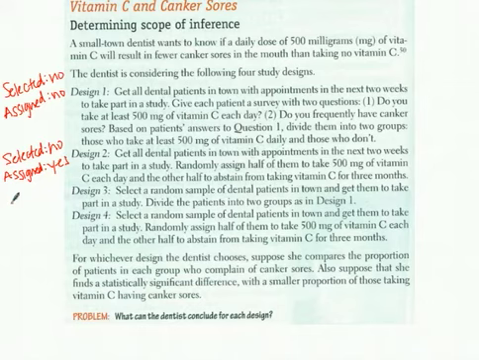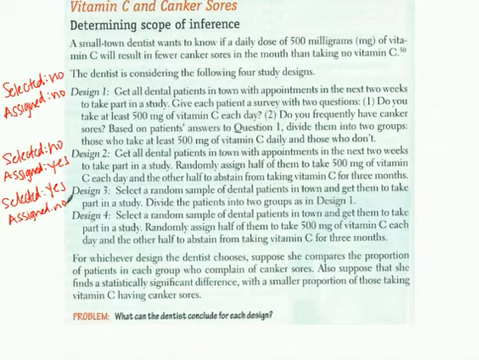In Design 3, we're looking at were they randomly selected, were they randomly assigned. So these were randomly selected to participate, and then they were not necessarily randomly assigned. So, since the patients were randomly selected from the population of dental patients in the town, the dentist can generalize the results of the study to the population.